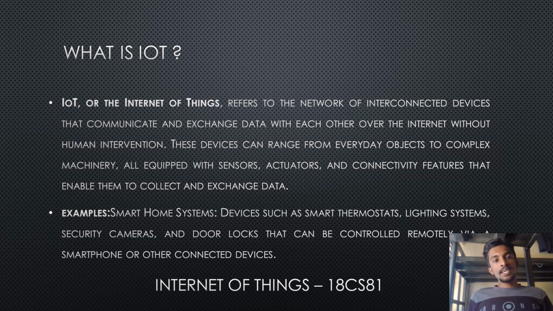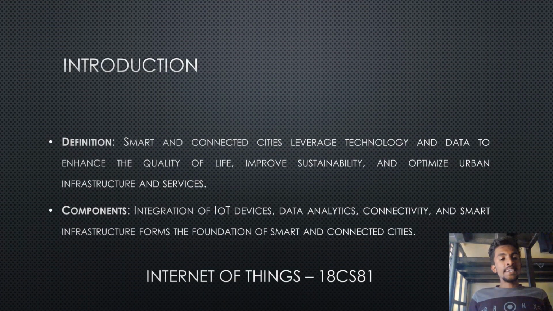Now let's see the introduction. The definition of smart and connected city is to leverage technology and data to enhance the quality of life, improve sustainability, and optimize urban infrastructure and services. Components of smart cities: integration of IoT devices, data analytics, connectivity, and smart infrastructure forms the foundation of smart and connected cities. These four things are the foundations, like four pillars, of smart and connected cities.